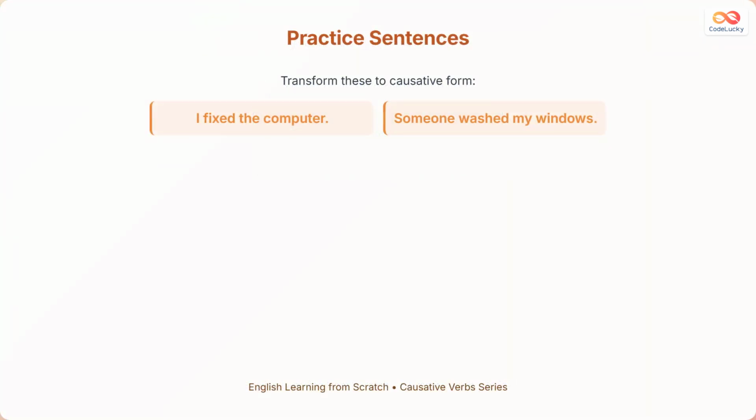Try changing these sentences into causative form with get. I fixed the computer becomes I got the computer fixed. Someone washed my windows becomes I got my windows washed. This practice helps you understand how to use causative get correctly.